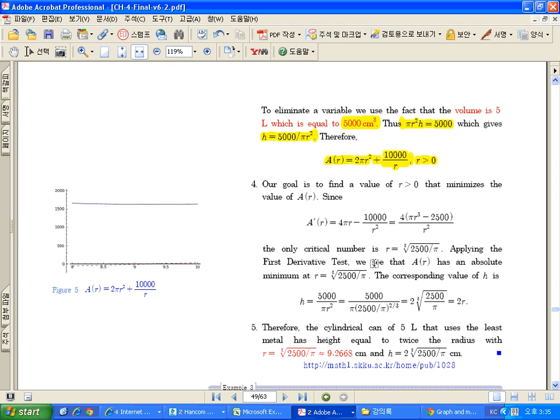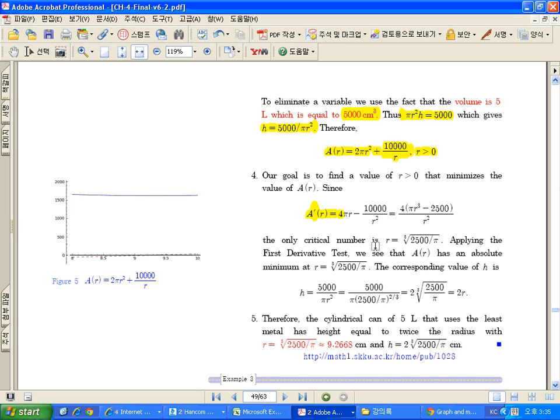So what do you have to do? Find the first derivative like what we did, isn't it? Okay. Then what? Then find the critical point, which makes this derivative 0. So from here, this should be 0. So r can be found like this, which is almost 9.2668, like this.